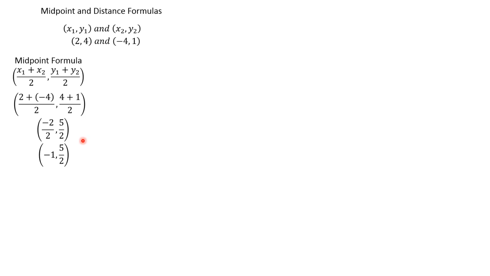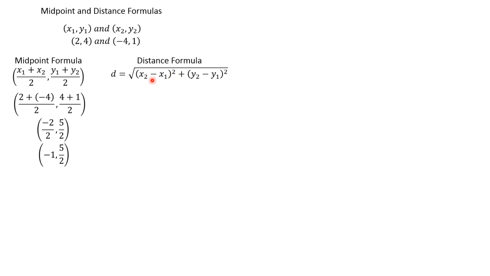For the distance formula, it's the square root of x2 minus x1 squared plus y2 minus y1 squared. I've never understood why the second one is before the first one. It doesn't matter which is our first point, which is our second point. It could be x1 minus x2. And honestly, the only difference between those two is whether it's positive or negative. When you square it, it's going to be positive.